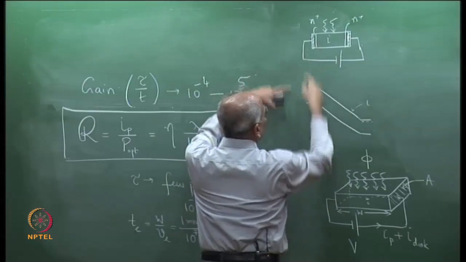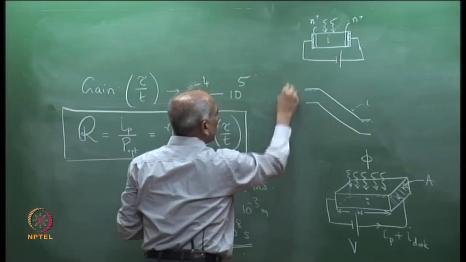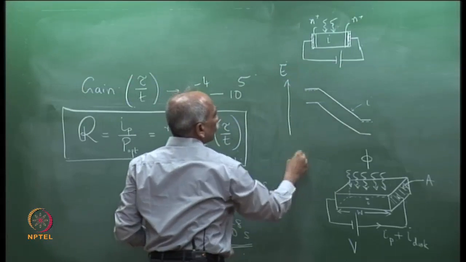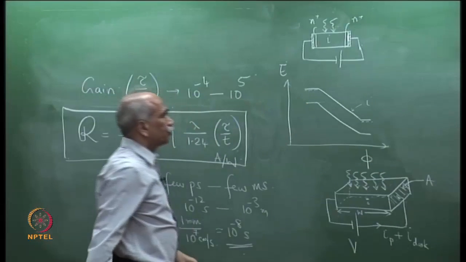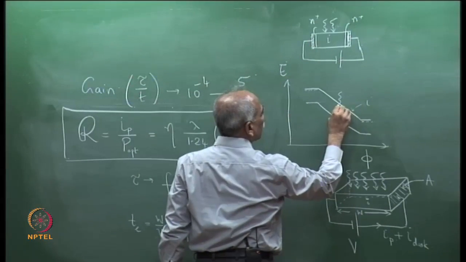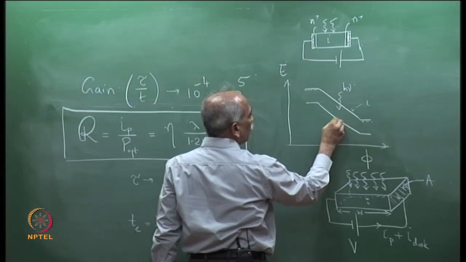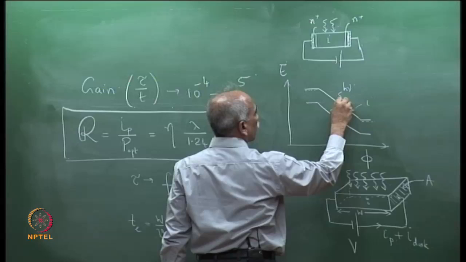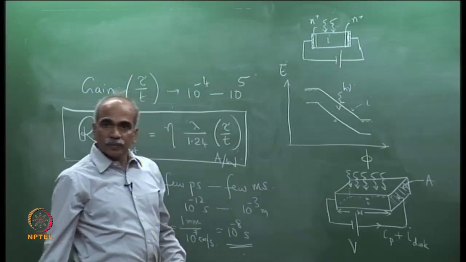So, I have applied positive to this end, therefore, the potential here is decreased. So, what is plotted is E versus the distance. Incident photon, let us say one photon is incident here to this region. So, it creates a hole in the valence band and an electron in the conduction band.